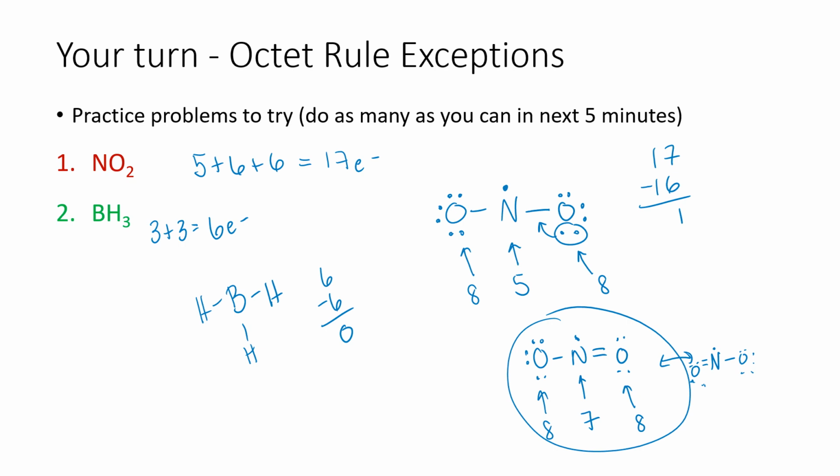And excuse me, we know that boron is perfectly happy having less than an octet because it's one of our 2 atoms that are to the left of carbon. So this is going to be the final structure of BH3. It just looks like that.